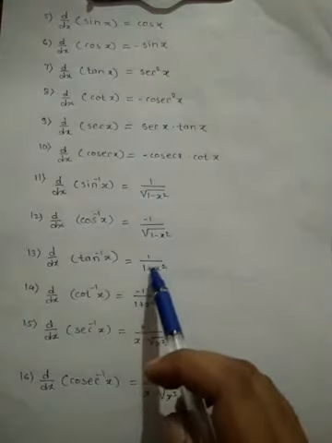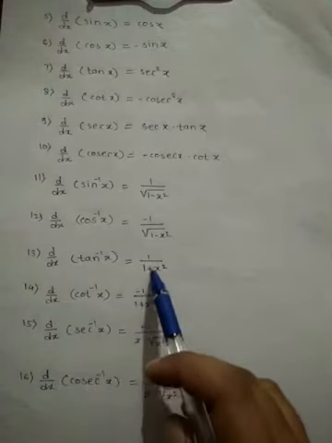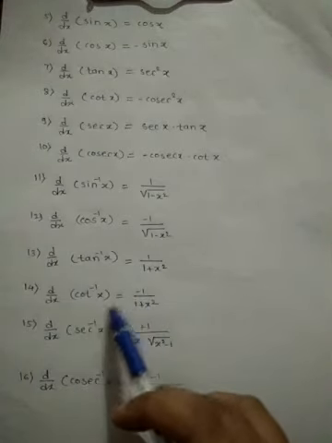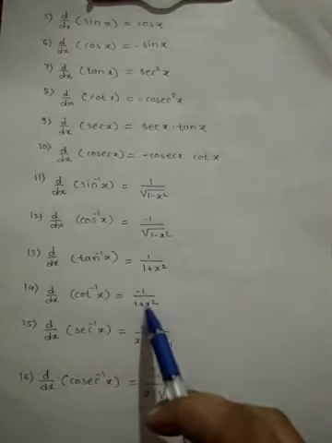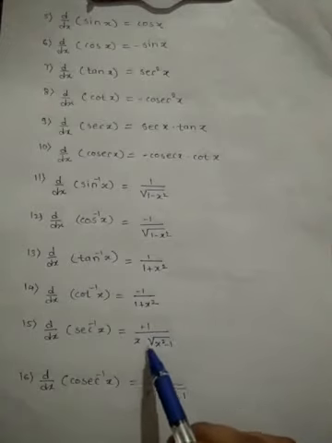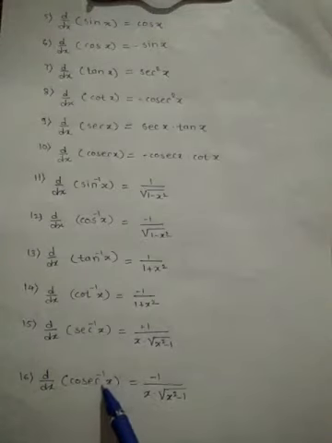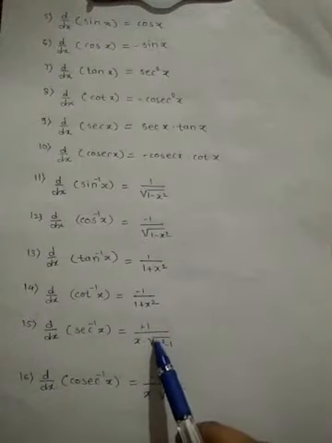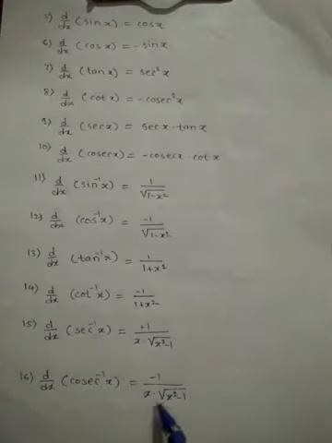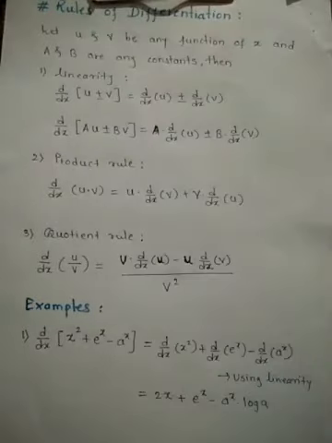Derivative of tan inverse x, 1 upon 1 plus x square. Same for derivative of cot inverse x, only difference is in sign. Derivative of cot inverse x is minus 1 upon 1 plus x square. Derivative of sec inverse x, 1 upon x into under root x square minus 1. Same formula for derivative of cosec inverse x, only take the negative sign for this. We get minus 1 upon x into under root x square minus 1. These are the derivatives of standard functions.